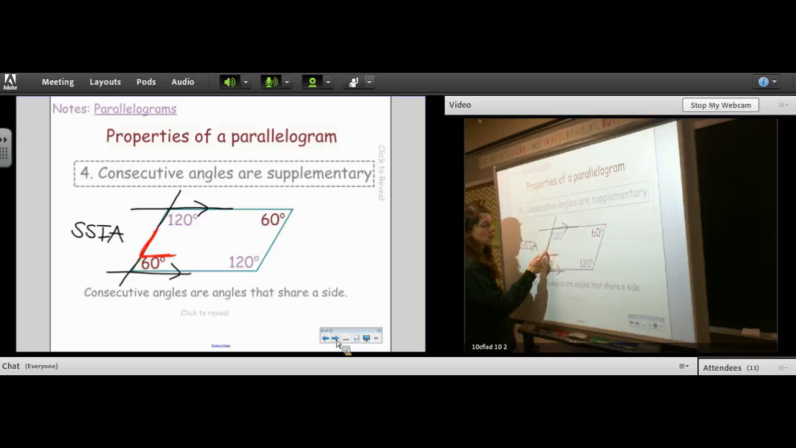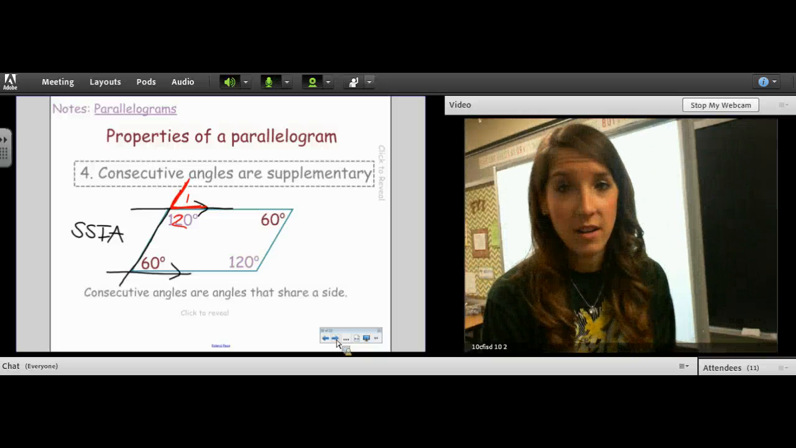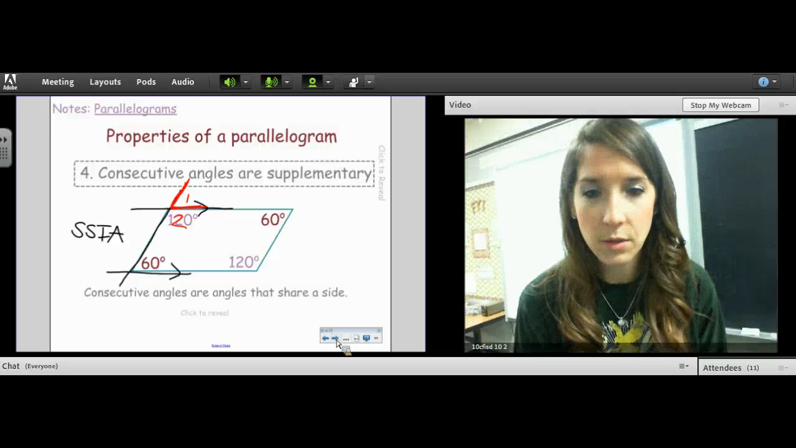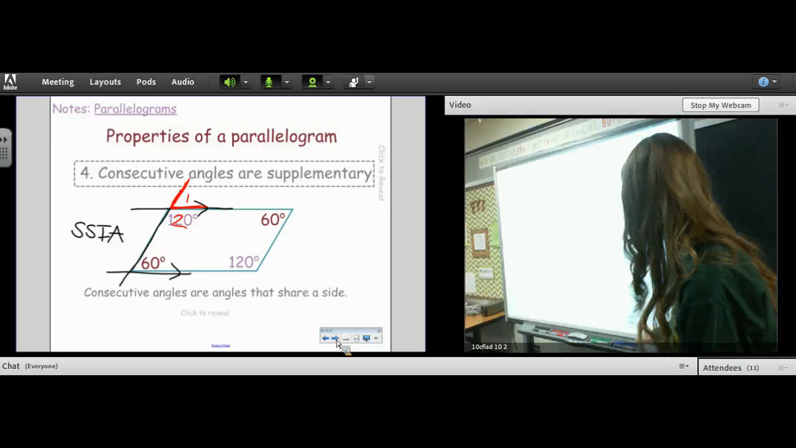I want you to picture it being dragged up here and placed right there. These two angles, angle 1 and angle 2, are now a linear pair. They form a straight line, so they add up to 180. So there are lots of ways to remember to keep track of whether the angles are congruent or supplementary.